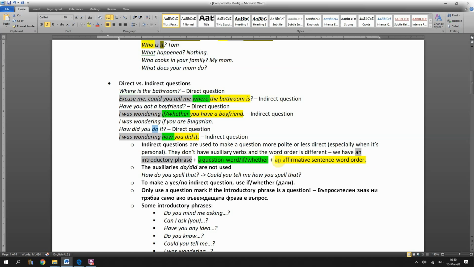Това значи, че словореда ни на самия въпрос, самата част на въпроса, която задаваме, ще бъде с положително изречение. Съобщително. Do and did, if they are auxiliaries, we don't use them. Here is another example. How do you spell that? Could you tell me how you spell that? Not could you tell me how do you spell that?